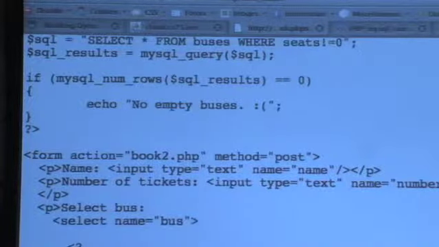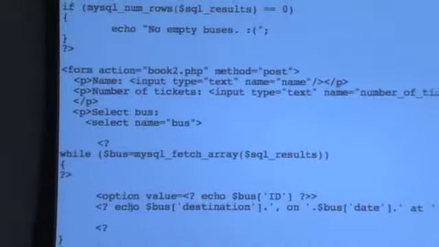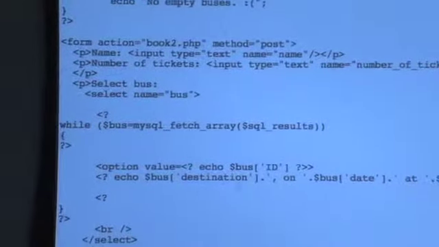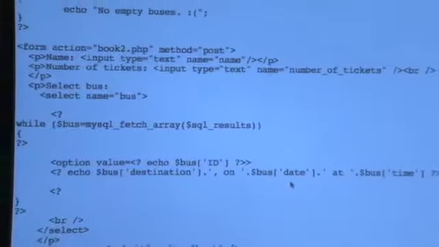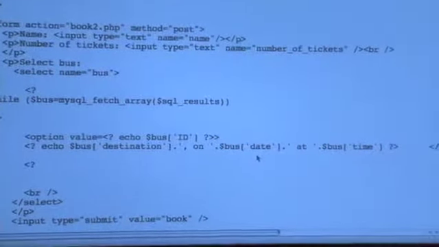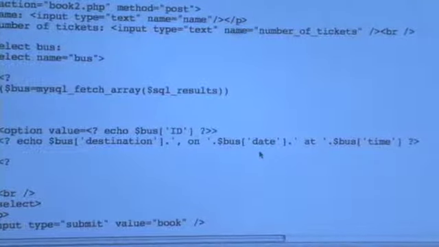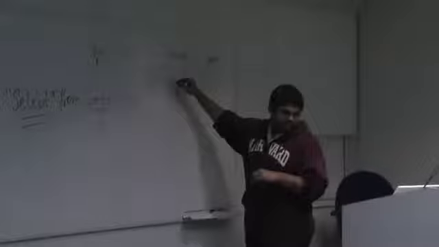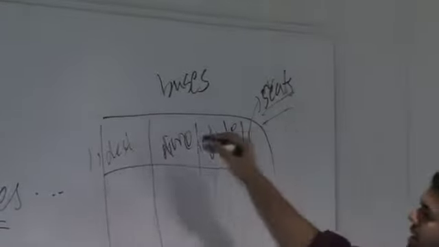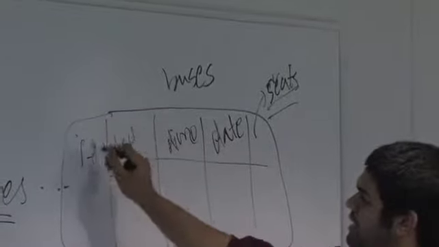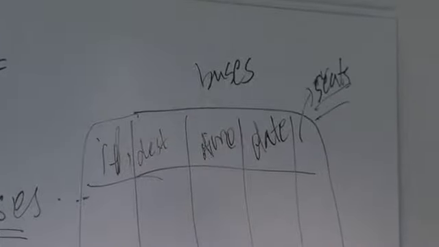So while bus is equal to that, we're going to say echo bus of destination, bus of date, and bus of time. There's a lot going on here, so let's break this down a little bit. We have seats, we have destination, time, date, and in addition to this, we have an ID table. So this is how the table looks.